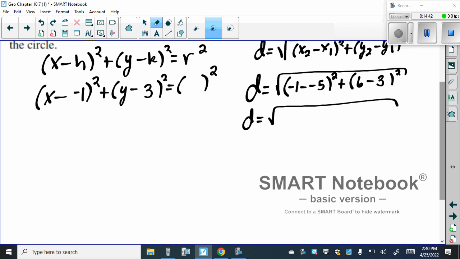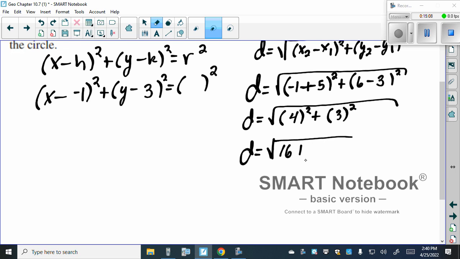The reason that it does, and we'll see it here, is because the negative and negative make a positive. So negative 1 plus 5 is 4. Now 6 minus 3 is 3 squared. Now if we did it the other way, 3 minus 6, I would get not 3, but negative 3. Now 4 squared is 16. 3 squared is 9. Negative 3 squared is still 9, because negative 3 times negative 3, the negative and negative make a positive.